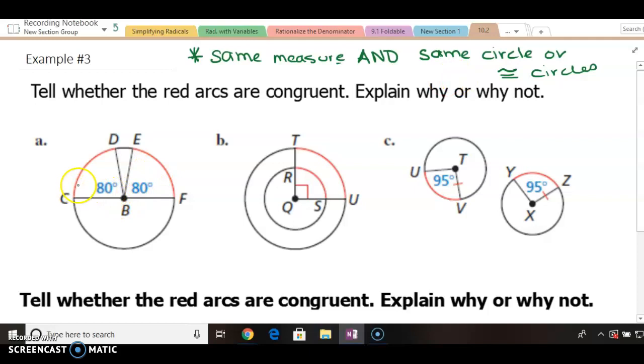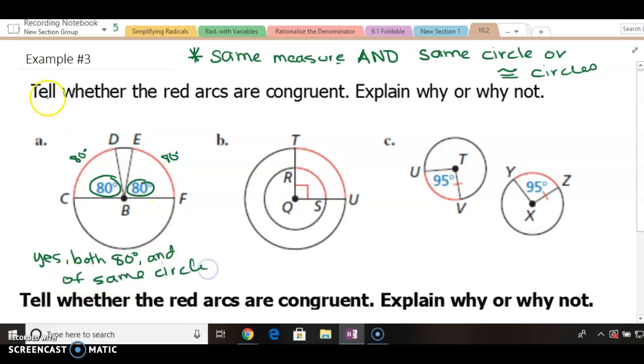If I look at A, arc DC and arc EF both have a measure of 80 degrees, and they are the same circle, so I can say yes, they are both 80 degrees and of the same circle.